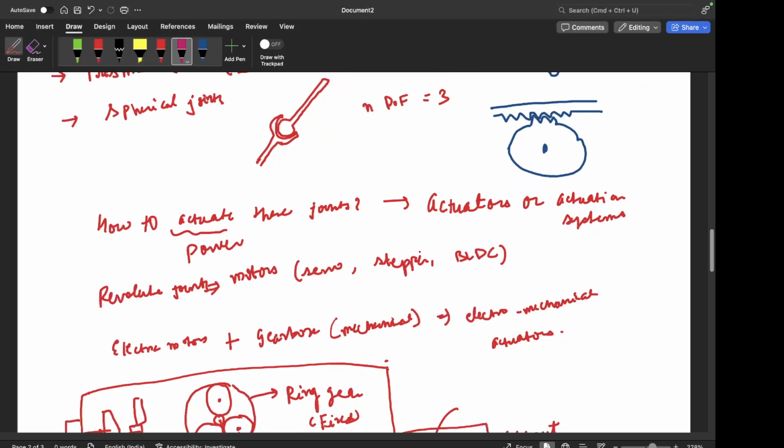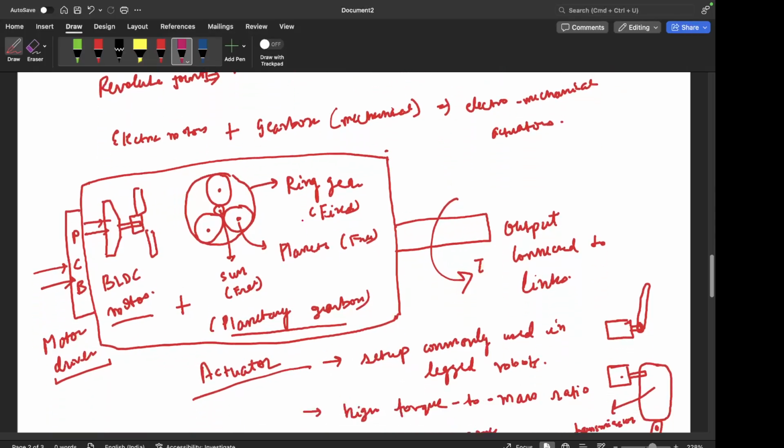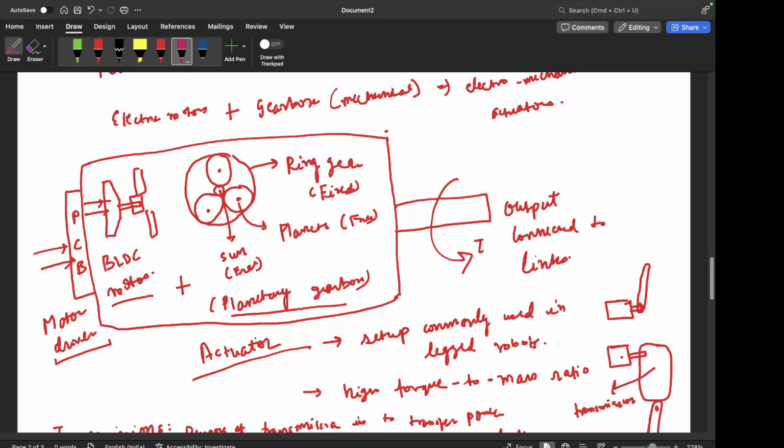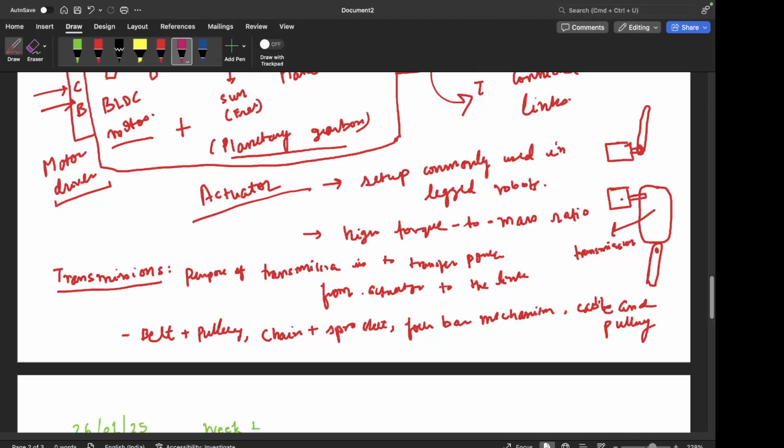And then how to actuate or power these joints. We discussed actuators, and I gave the example of an actuator commonly used in legged robots that has a BLDC motor, a gearbox transmission, and finally the output is taken after the gearbox. We also discussed transmissions and the need for them, to take the power from the actuator to the output link at a different location, and also maybe change its direction. There are different types of transmissions: belt and pulley, chain and sprocket, and four-bar mechanism.